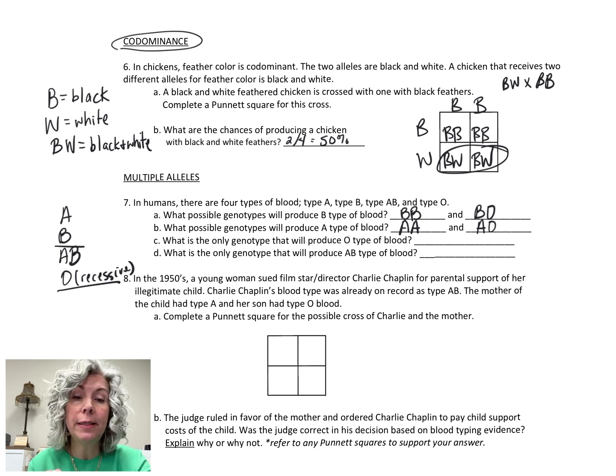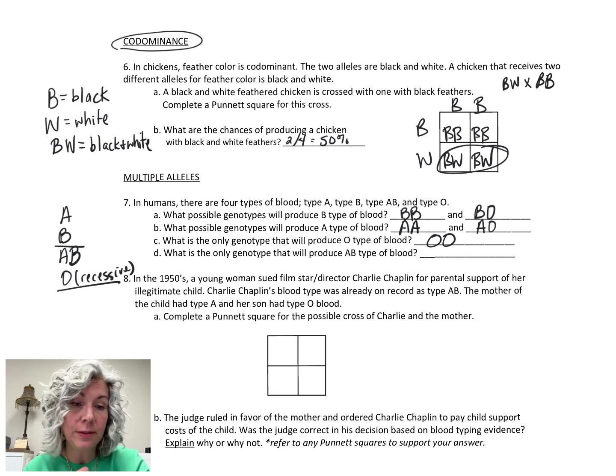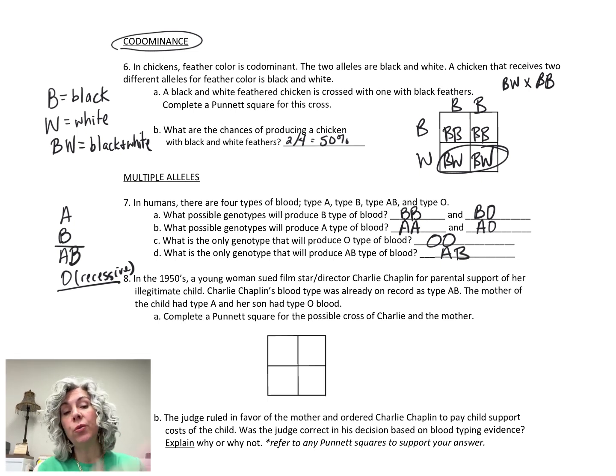Well, O is recessive, so it's hidden by dominant traits. The only way O is expressed is if you have two O's. Okay? What is the only genotype that will produce AB type of blood? Well, AB. Got to have one of each.